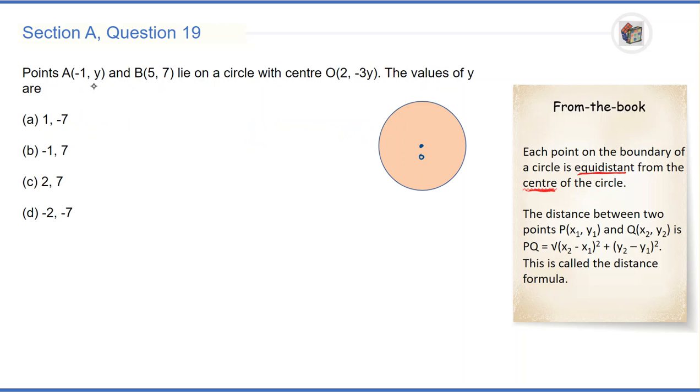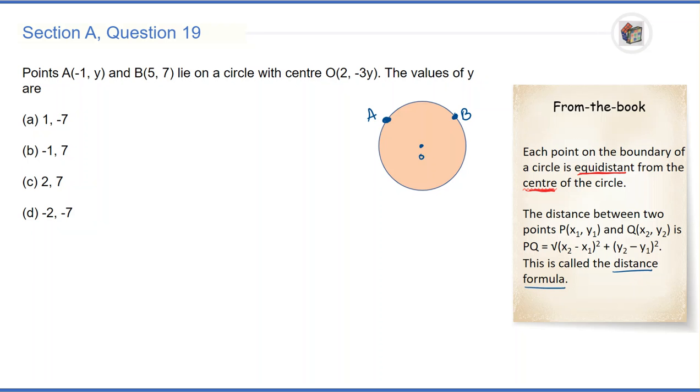Question number 19. Points A and B, you have the coordinates here, they lie on a circle with center O. So this is the circle, this is the center O. The values of y are what? Well, simple question here. When you have any point on the boundary of a circle, all of these are equidistant from the center, wherever that point may be. So if I randomly draw this to be A and this one here to be B, then the distance between A and O will be equal to the distance between B and O. Now, how do I calculate the distance between any two points? Where you need the distance formula.